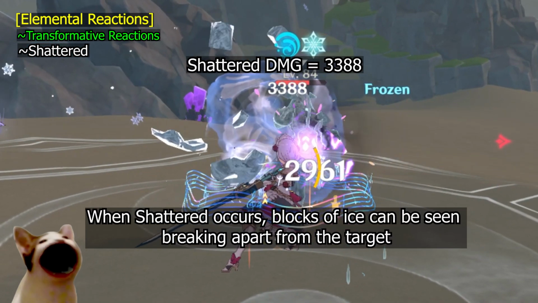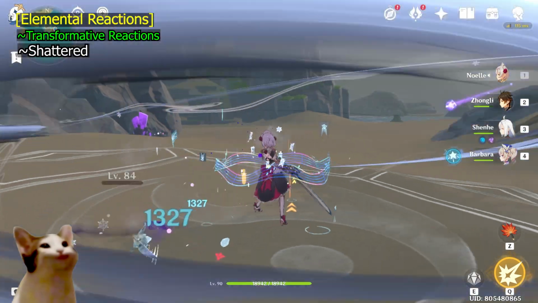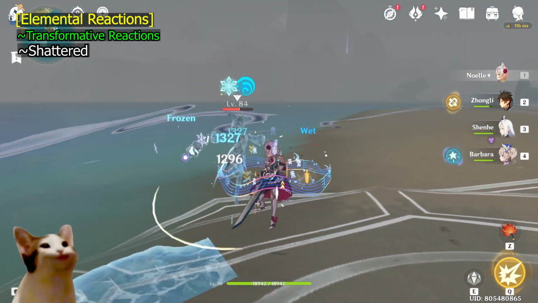Heavy attacks include normal attacks done by Claymore characters, plunging attacks, or geo attacks. The reaction frees the enemies from the frozen status and does physical damage.